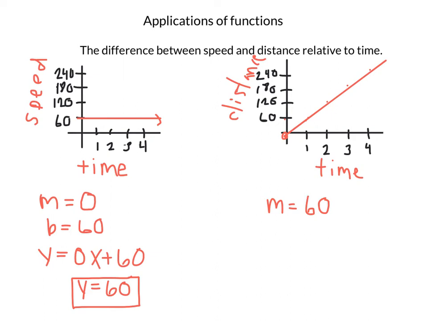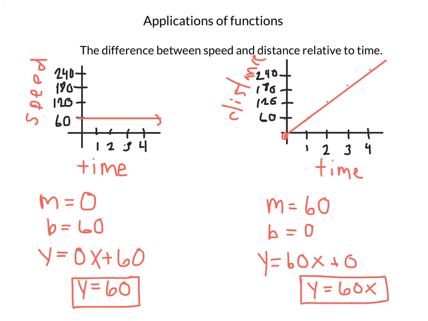On the second graph, we have our slope. We need our y-intercept. Our y-intercept is our starting point, which means we're starting at 0, because at 0 hours, we've gone 0 miles. And then to put it into slope-intercept form, we get y equals 60x plus 0. So the equation of this line would just be 60x.